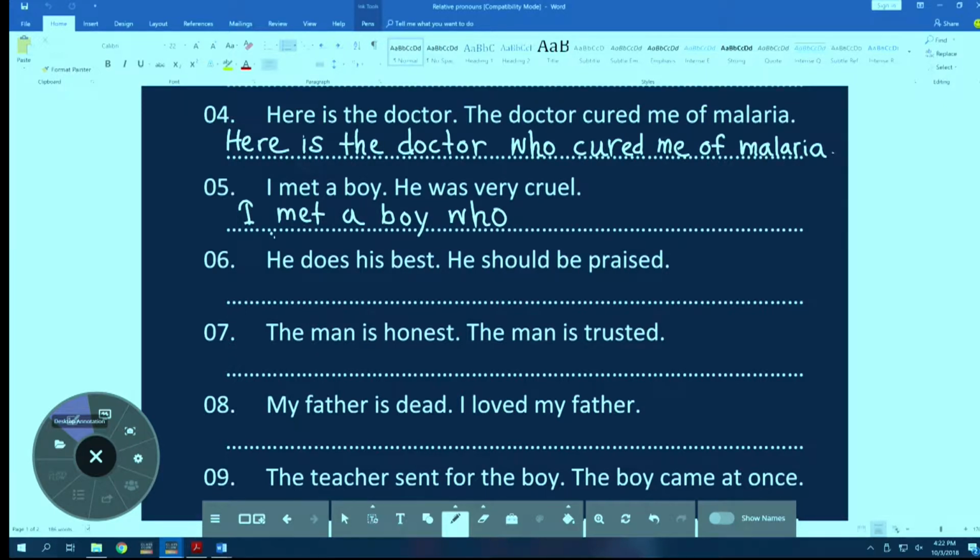නෑ. Because he, I met a boy. Boy කියන එකයි he කියන එකයි දෙකම එකයි. එකම නාමපදය describe කරන්නේ. So, I met a boy who was very cruel. I met a boy who was very cruel.